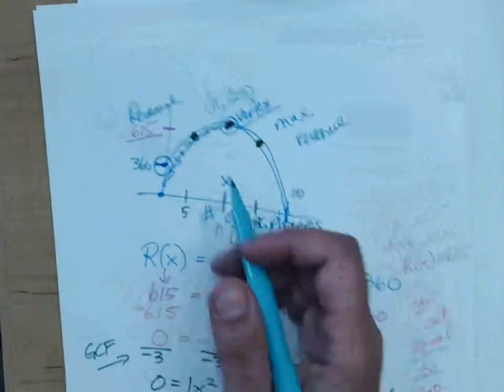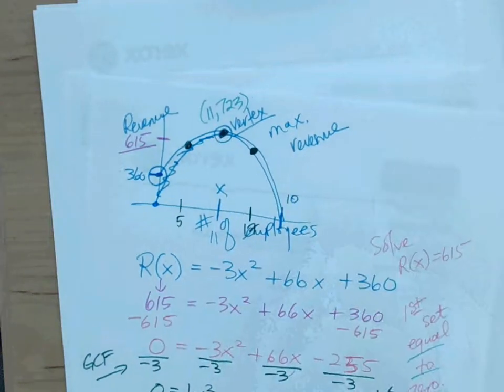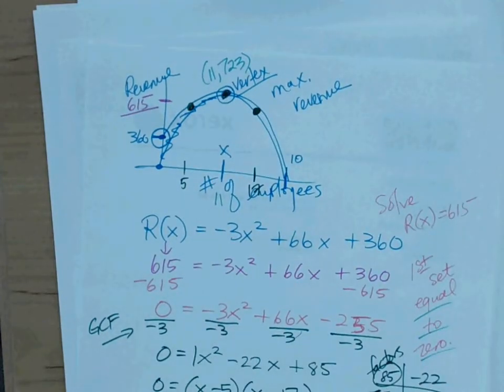Okay, and then notice that the maximum revenue, that's the vertex. Okay, we'll stop this one. We'll do the third word problem on the next video.